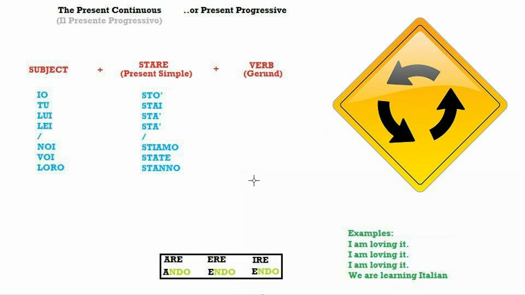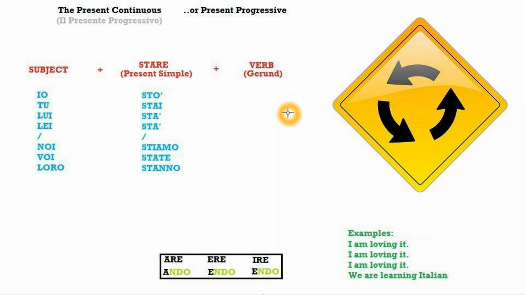Today we cover the present continuous. So easy. Stick around, you will learn it for sure. It's not too difficult. It's also called present progressive, and in fact, it's called il presente progressivo in Italian. And the reason why it's easy is because we are gonna have to use the gerund.